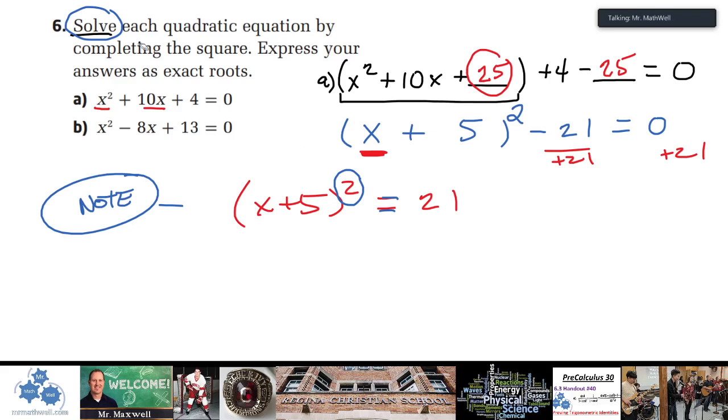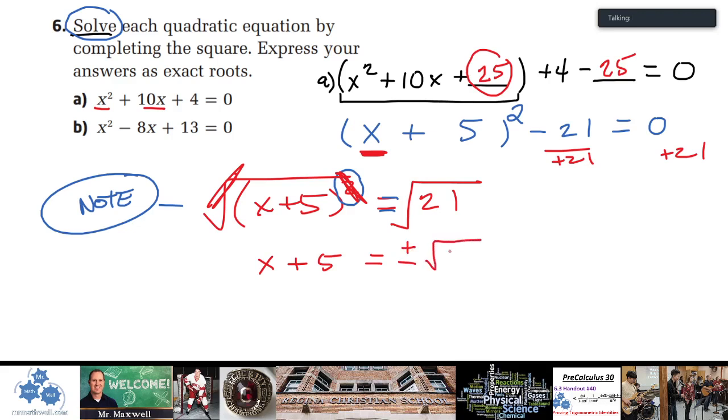Just a note. Can't take a square root of a negative ever. All right, so, but we can now take the square root of both sides to get rid of this squared. So this becomes just regular old x plus 5. And 21 is not a perfect square, so I can't reduce this down to a nice whole number, but I can rewrite it as root 21, which is what you should do. And remember, when you take the square root of a number, you have to include plus or minus.